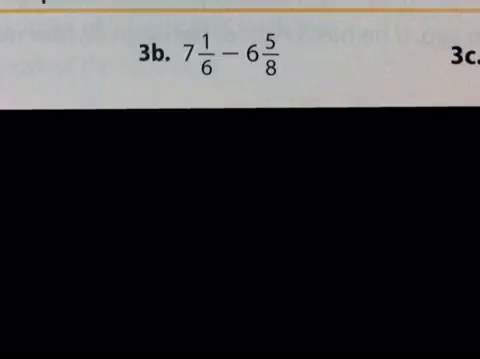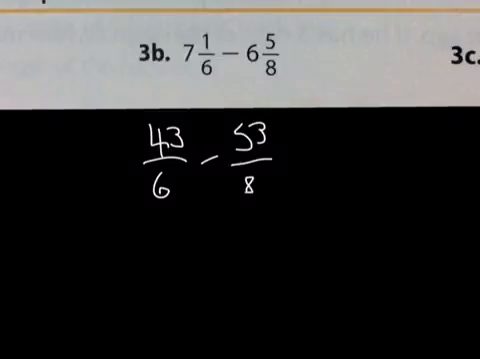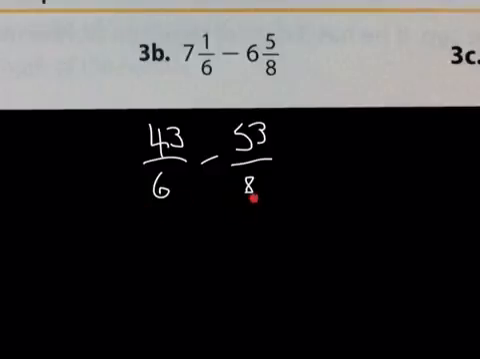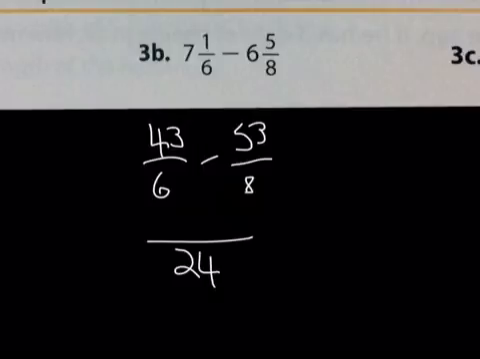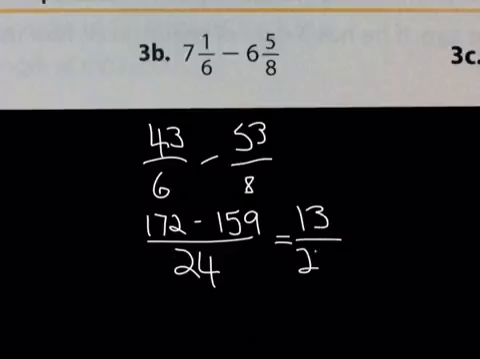There you go. Convert these two into an improper fraction first. Okay, this is what you should have. Now we subtract, now we look for a common denominator. They both will give me 24, right? 24. Multiply this 6 times 4 and the 8 times 3, so you do the same to the top. Okay, and when you subtract these two, 172 minus 159 will give you 13 over 24.